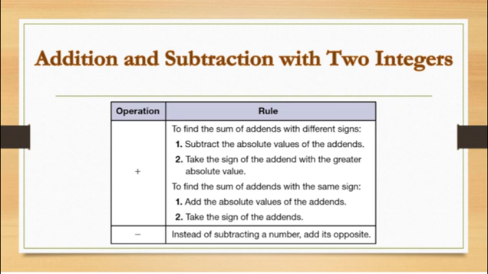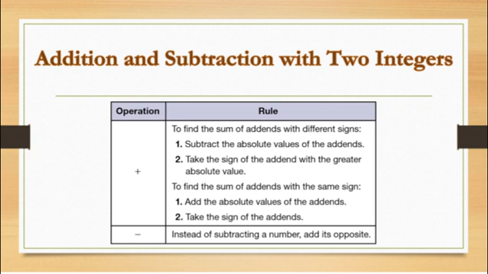If the signs are the same, you just add them and you have the same sign as the two addends. If the signs are different, then you subtract the two absolute values of each number, and then you go with the sign with the greater absolute value.